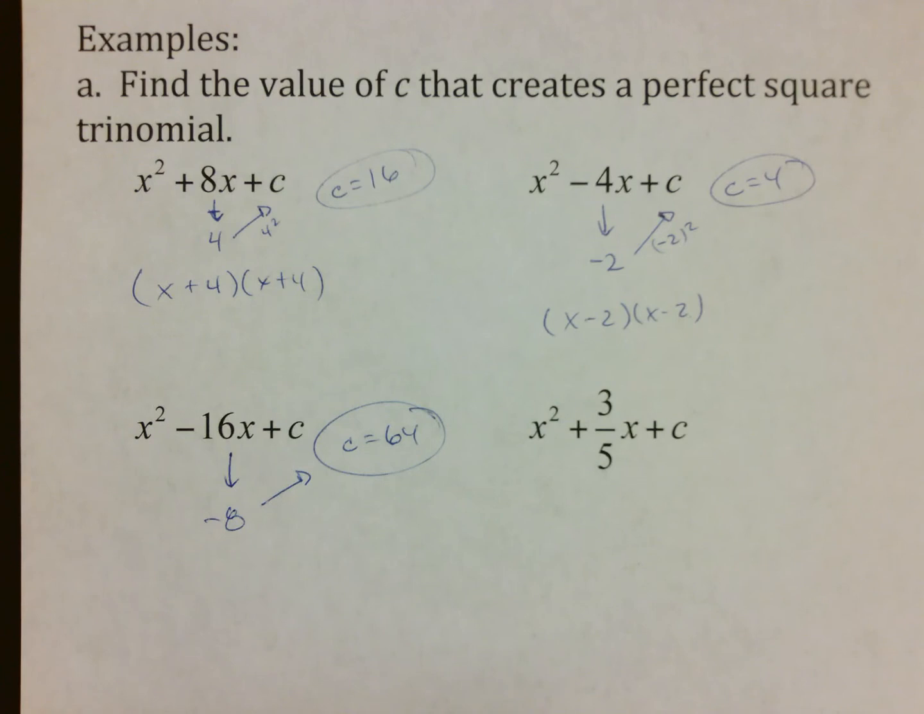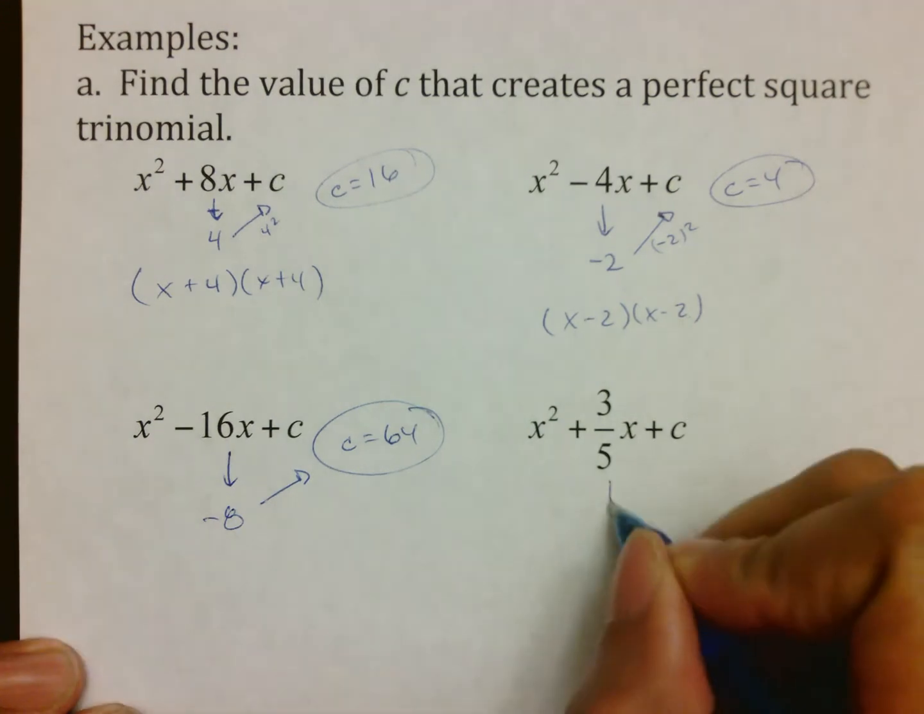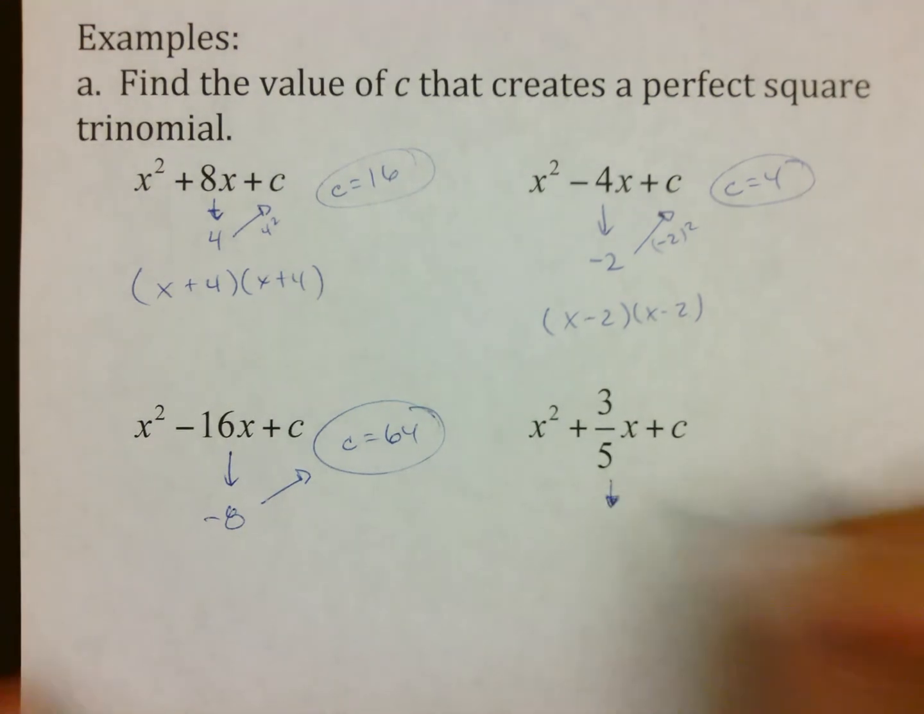Now the trick you have to look out for is 3/5. Some of us are kind of stubborn, so you really won't do this.